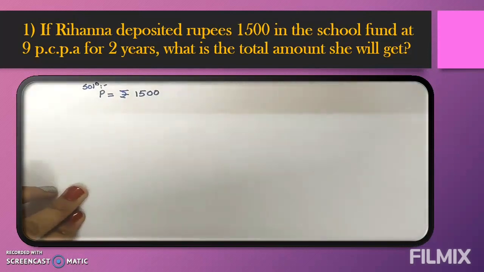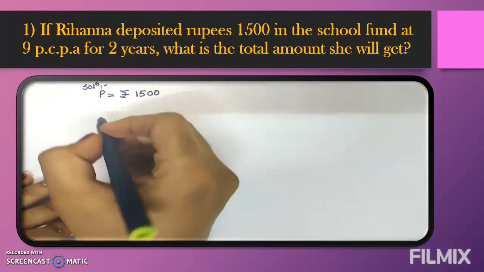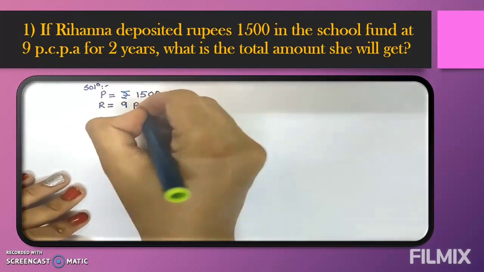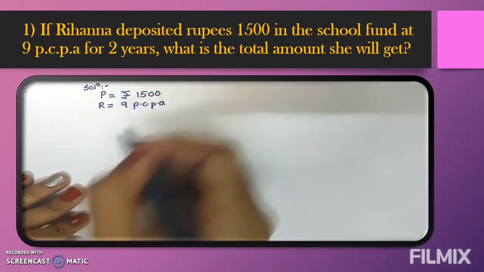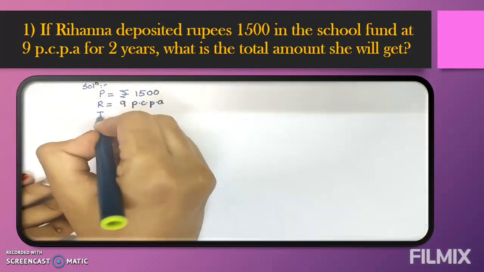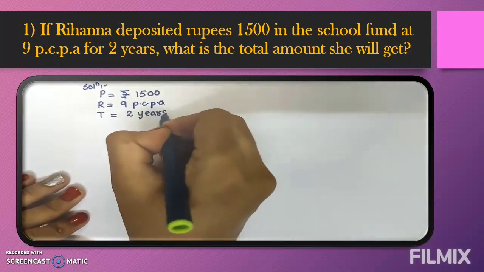Then further it is given at 9 PCPA. Now I told you that units you have to keep in mind properly. PCPA is the unit of rate of interest, means 9 is the rate of interest given to us. So here we will write R is equals to 9 PCPA. For 2 years. 2 years is time. So we will write here time is equals to 2 years.